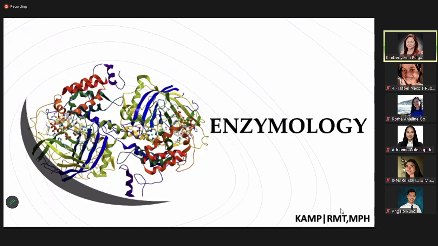Okay? So enzymology here is a branch of biochemistry which studies how the enzymes work, how the enzymes work through the relationship between the structure and the function, and kung paano sila nagfo-fold into their native state. Okay? So, ang focus natin dito definitely are the enzymes. So, anyone from the class, kung merong idea, ano ang enzymes? What are enzymes?